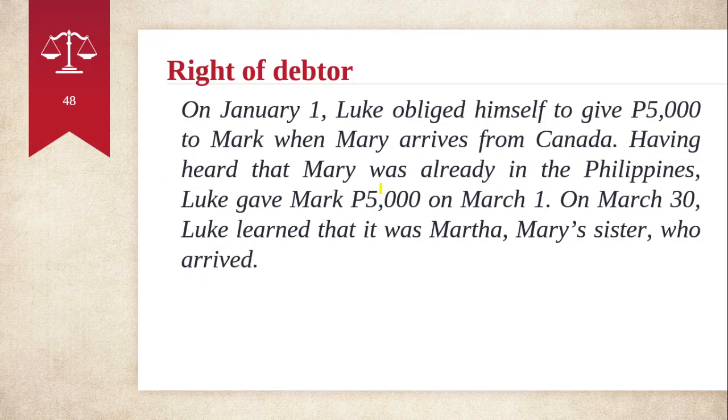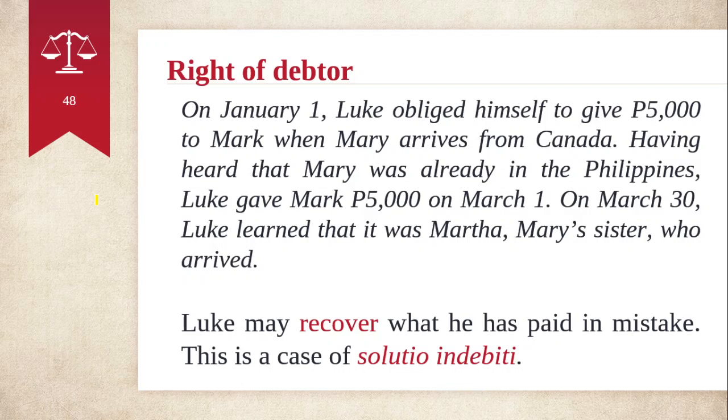Okay, that was on March 1. However, a month after, on March 30, Luke learned that it was not Mary who arrived, it was Martha. But he had already given the 5,000. So the amount has been given to Mark in mistake. "It was a big mistake to give you the 5,000 because that was not Mary, that was Martha." So, Luke may now recover what he has paid in mistake.